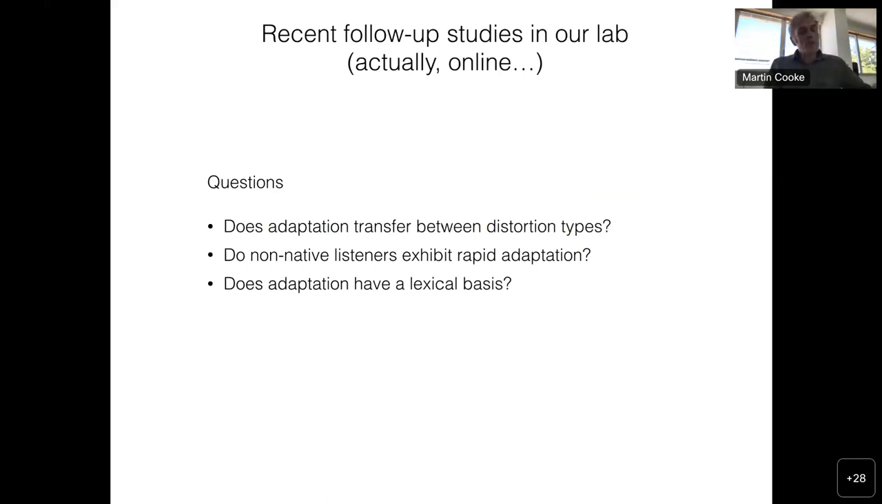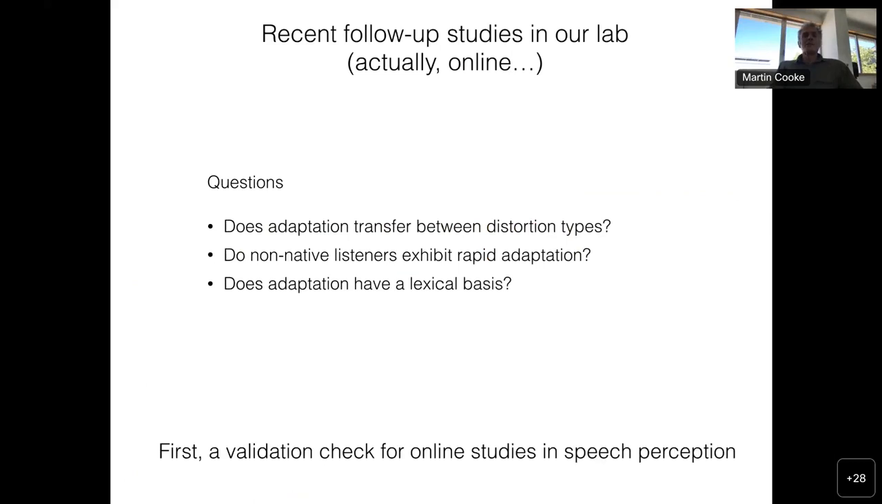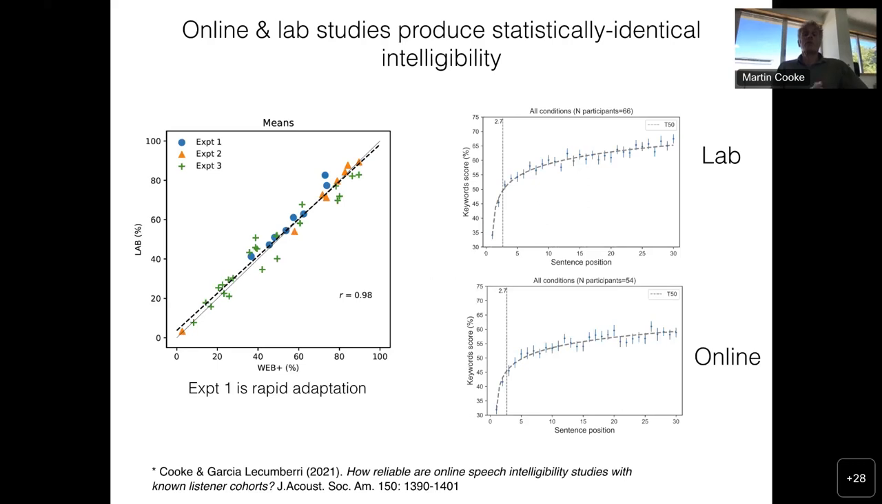So I want to mention now 4 follow-up studies so far unpublished, trying to tease apart some of these issues. Now, these were all done online. And back in 2020, we carried out a validation check, basically a replication of three large-scale experiments using an online platform, just to check, particularly since we were dealing with distorted speech or speech and noise, which you might expect to be a bit different from many of the online experiments. We wanted to check whether or not we get similar results, which was published a couple of years ago. And indeed, we do. So, in fact, the experiment I talked about, the rapid adaptation experiment, is experiment one here, the blue dots, and you can see they lie pretty much on the same line. This is web listener results versus lab listener results. And if we actually look at the adaptation curves in the lab, this is the one you saw before, and compare it with a completely different cohort using a completely different setup, their own machines, headphones, etc., we see a very similar curve.